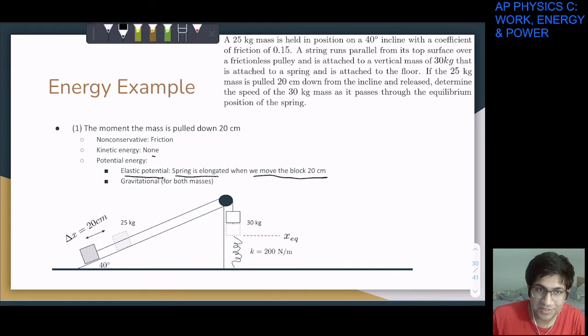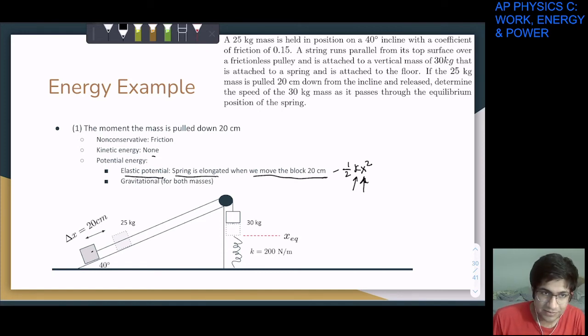Okay, so how much does the spring elongate? 20 centimeters also, right? If we move this down 20 centimeters, the spring is also going to move 20 centimeters. So elastic potential, which is 1/2 kx squared, we're given k, we're given x as 0.2 meters or 20 centimeters, and yeah, we would know what this term is. So far it seems like good shape.